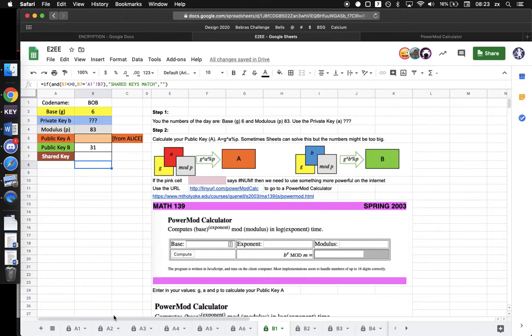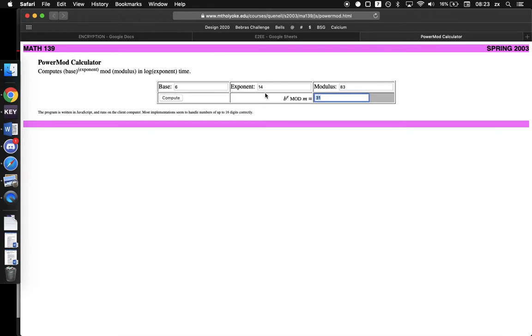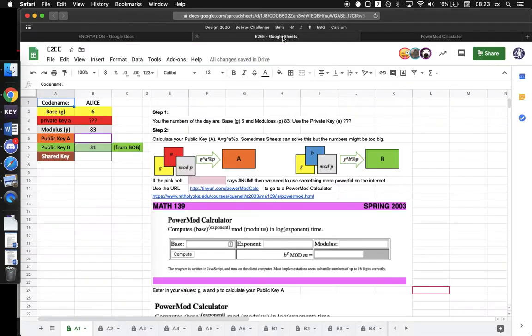At the same time, I'm going to be Alice. If I go to A1, I'm going to be Alice. I guess I could talk with a higher voice to represent that I'm Alice. When I go to A1, I'm going to pick a different number. I still use 6 and I still use 83, but I use my own exponent, let's say 27. Alice says, my public key, that's really important, my public key is 8. So public key A1 is 8.